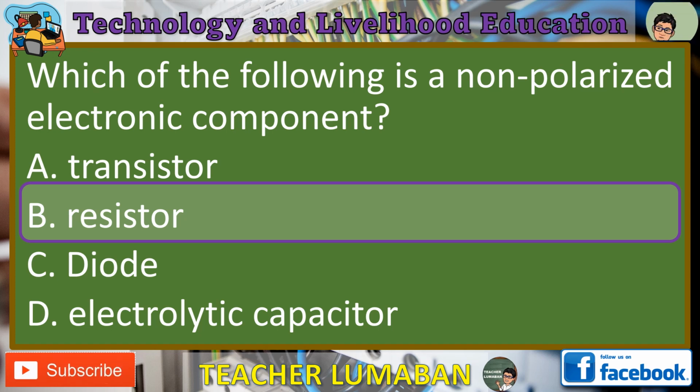An electrolytic capacitor is a polarized component as well. It has 2 terminals, positive and negative, and must be connected in the correct polarity. Reversing the polarity of an electrolytic capacitor can cause it to fail or even explode.